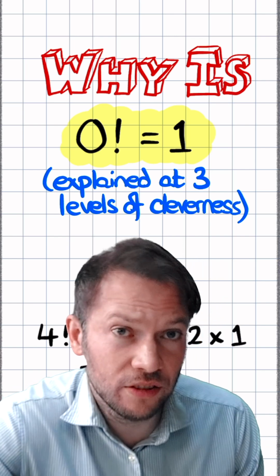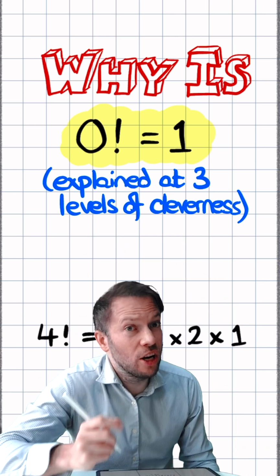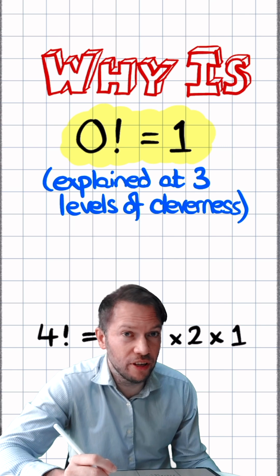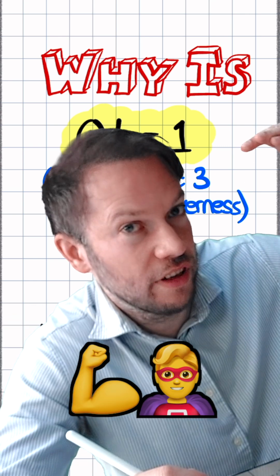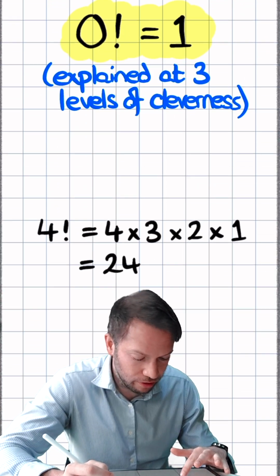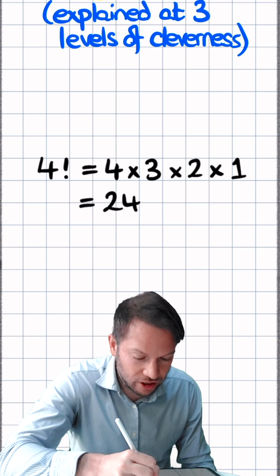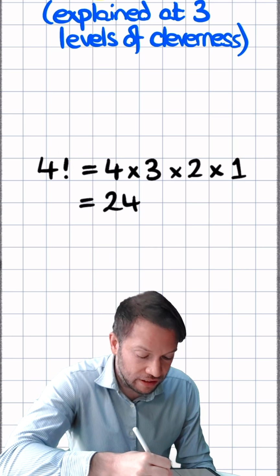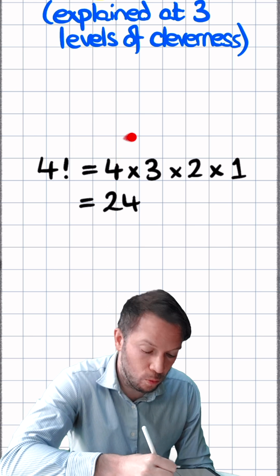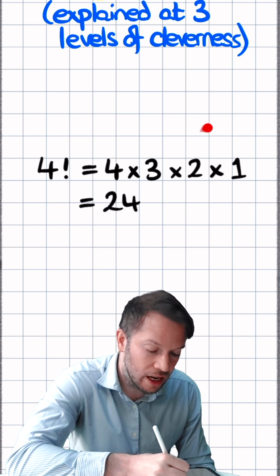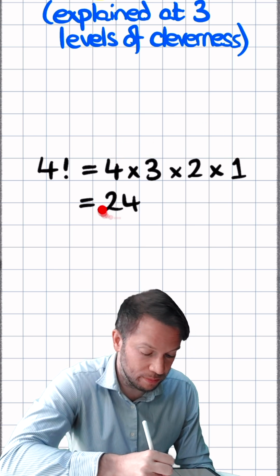Why is 0 factorial equal to 1? Now we're going to look at this problem at 3 different levels of cleverness, from simple level to frost level. And in case you don't know what factorials are, 4 factorial, written as 4 exclamation mark, means that number 4 multiplied by 1 less, then by 1 less again, until you get down to 1. So that's going to be 24.